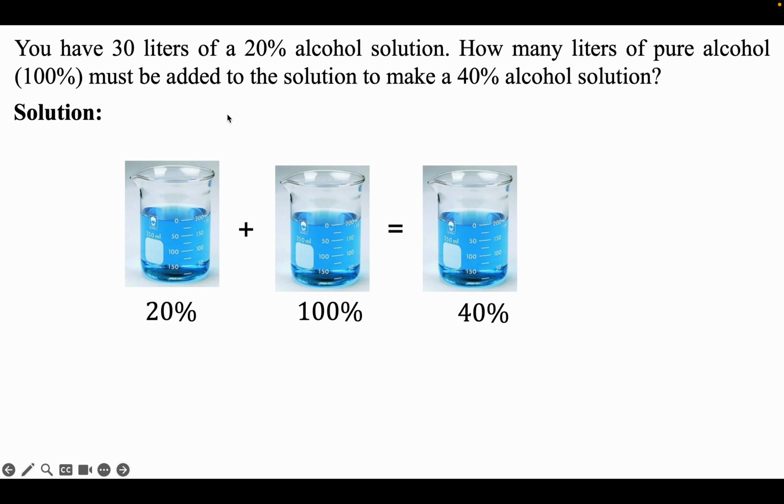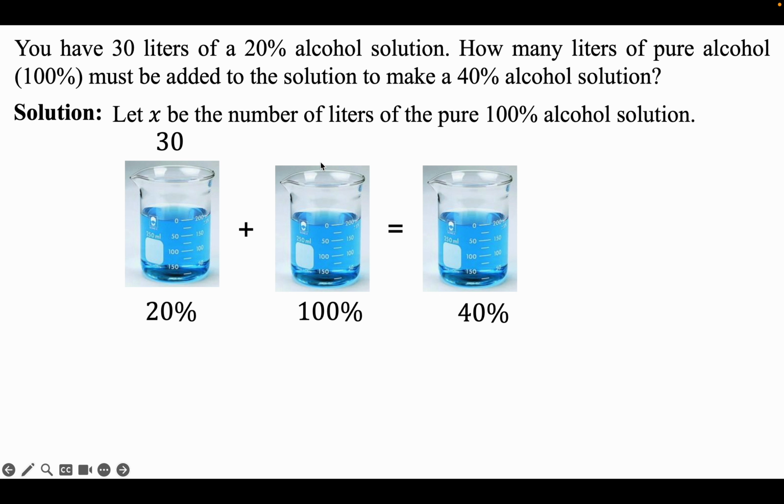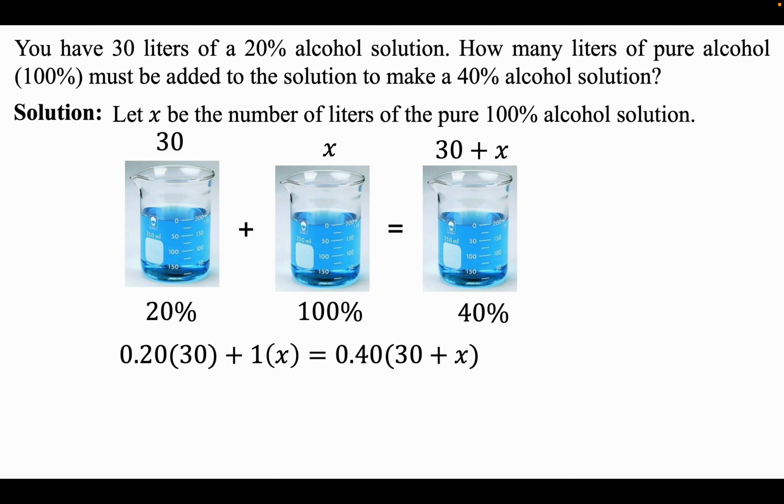We know that we have 30 liters of that 20% alcohol solution, but we don't know how much volume we have here. So we're going to let x be equal to the number of liters of that pure alcohol solution. So the final volume would be 30 plus x. Now, our equation is going to look like this. Remember, concentration times volume for each condition here.